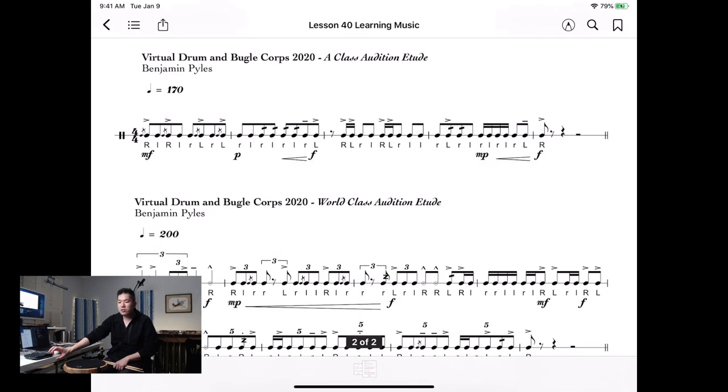And then the next step is to start playing through it. So I'm going to play through this very slowly. I'm going to pick a tempo where I don't need to stop. That's the key. I'm going to pick a tempo where I don't need to stop, or I'm going to do my best not to stop. Slower than you think, probably.